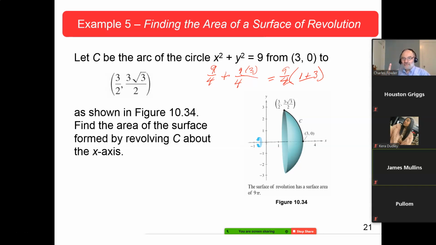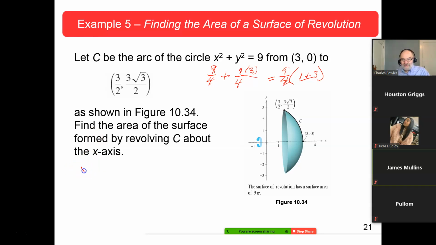Okay, so here's what we're doing. There's the arc from (3, 0) up to that point there. Find the area of the surface formed by revolving that curve from (3, 0) up to here around the x-axis. Now obviously the first thing we've got to do is come up with some parametric equations here. Now what would they be?